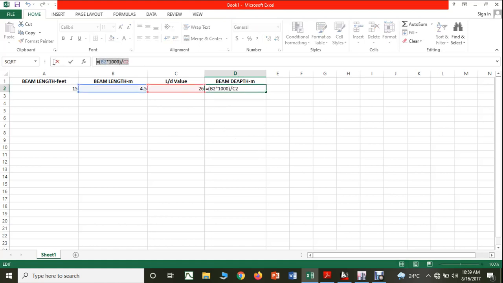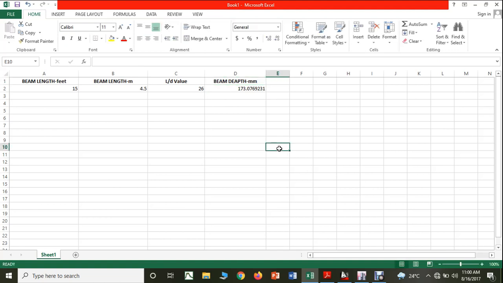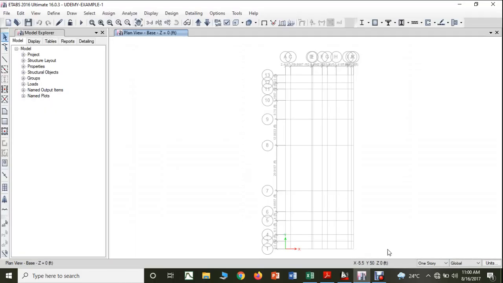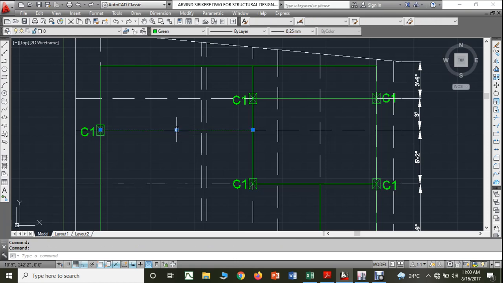Sorry, one second, I just made a small mistake. It is equal to 4.5 divided by 26 multiplied by 1000. That will give you the value in mm, that is 173 mm. So 173 mm is the depth of the beam. I have done this beam, so I will make it red.